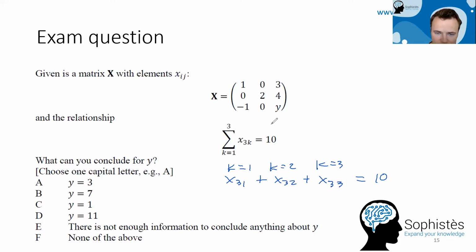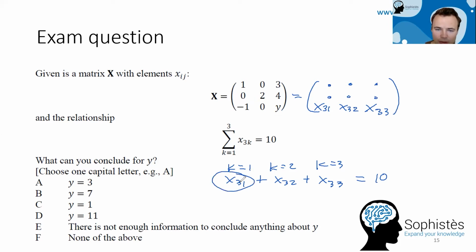So you first had to see that with this summation, they mean element x31 plus x32 plus x33 should equal 10. That's basically what they wrote down here. Then you have to know that in this matrix, this -1 is row 3 and then your first element. Row 3, second element. Let me make some more space. And then row 3, third element. That's basically what they wrote down here. So those are the 3 numbers that we need.